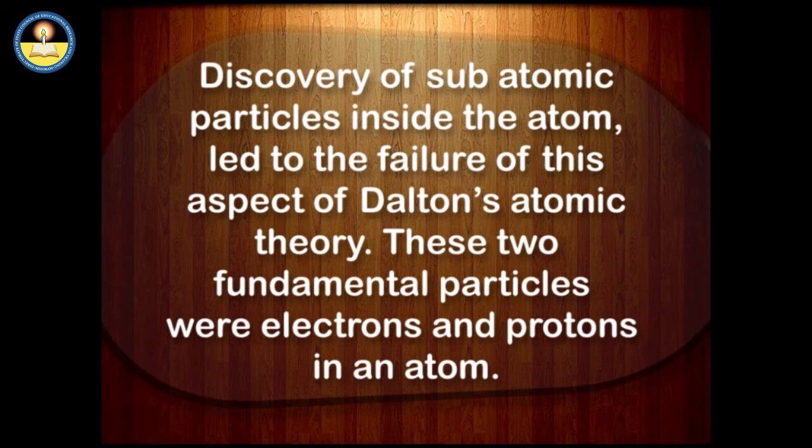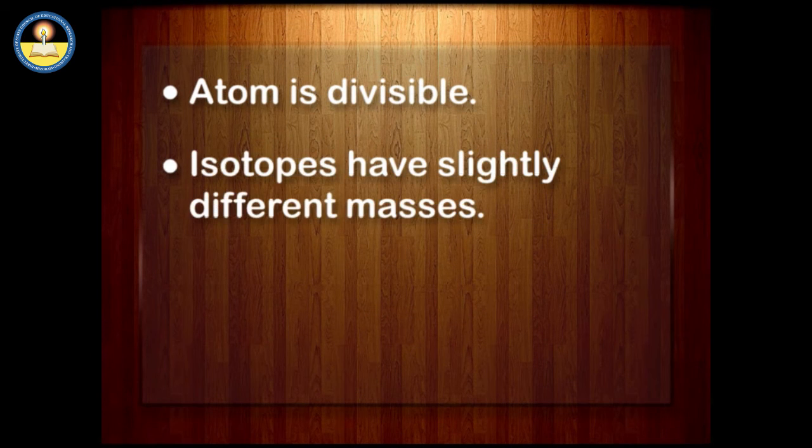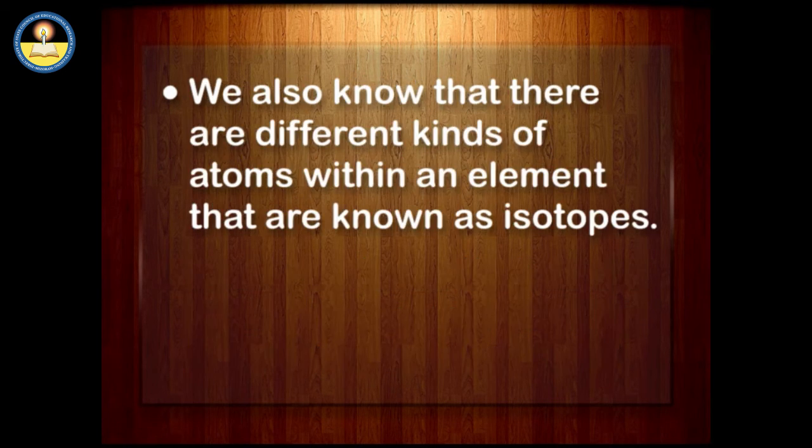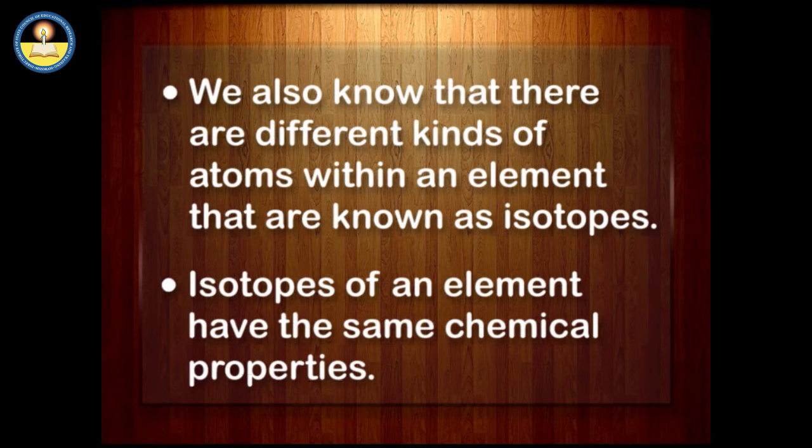The discovery of subatomic particles inside the atom led to the failure of this aspect of Dalton's atomic theory. These two fundamental particles were electrons and protons in an atom. Atom is divisible. Isotopes have slightly different masses. Today we know that atoms can be destroyed with the help of nuclear reactions. We also know that there are different kinds of atoms within an element that are known as isotopes. Isotopes of an element have the same chemical properties.